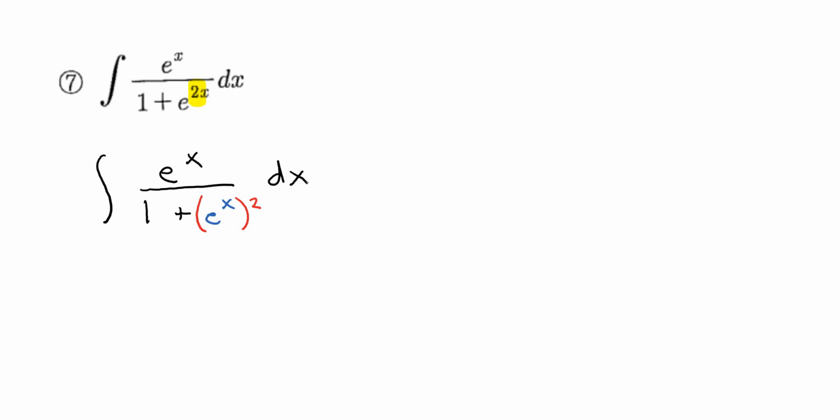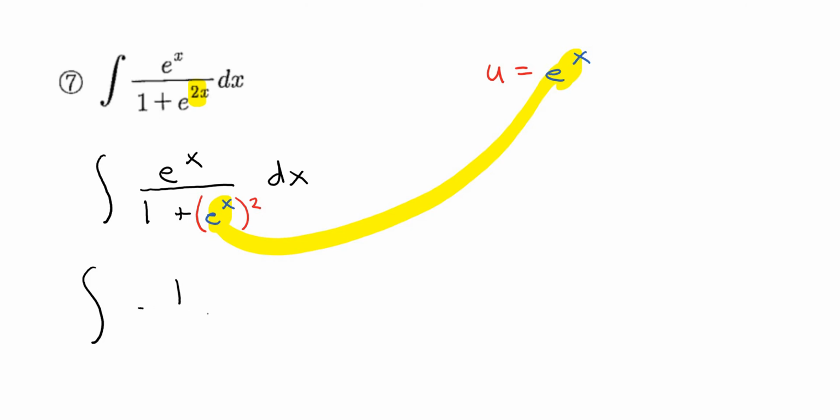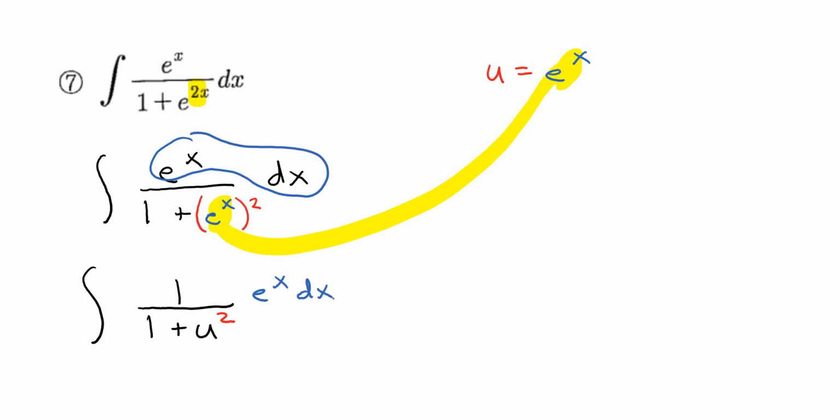You want to write it like that, because the next thing you're going to do is let u equal e to the x. And the e to the x I'm referring to is the one on the denominator here. We're going to let that be equal to that. And if I do that, I'm going to now rewrite this as 1 over 1 plus u to the power of 2. And then this part right here in blue, I'm just going to move that to the side. e to the x times dx.